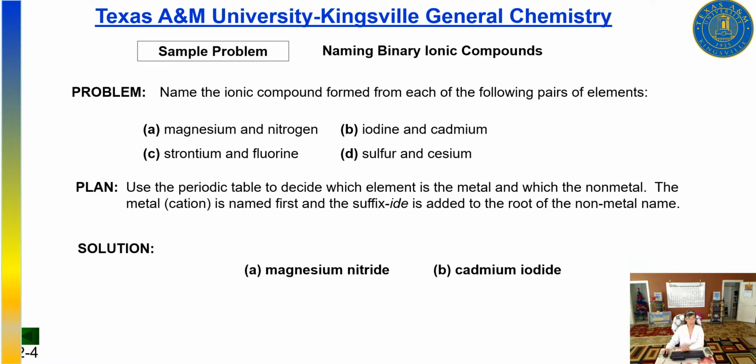Pair C, you have strontium, which is a metal from group 2, and fluorine, which is a very typical halogen from your group 17 or 7A. Therefore, your name for pair C will be strontium fluoride. Pair D, sulfur, non-metal, cesium, metal. Sulfur usually occurs as sulfide, 2 negative, so therefore the name for pair D will be cesium sulfide.